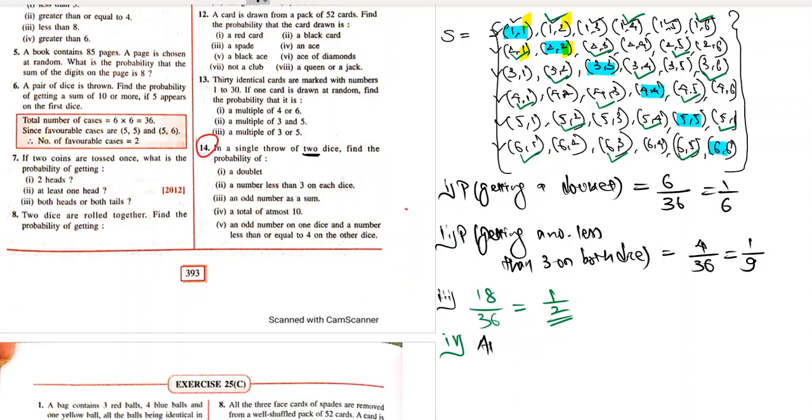Okay, number 4, a total of at most 10. What do you mean by at most? The word at most. At most 10 means ज्यादा से ज्यादा 10.